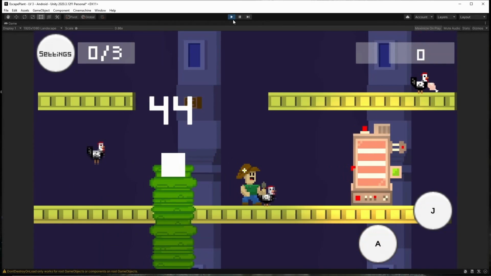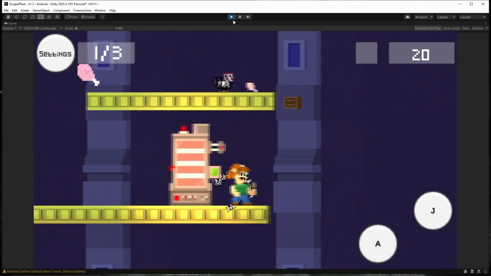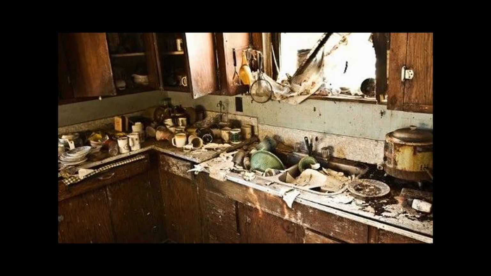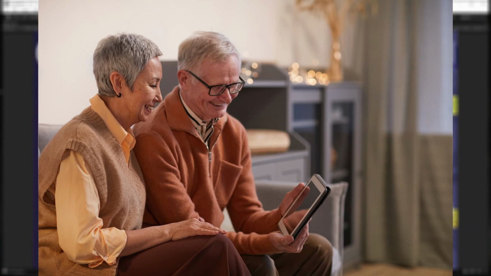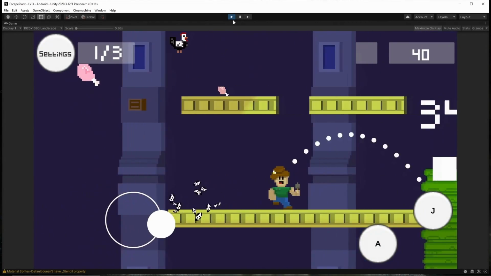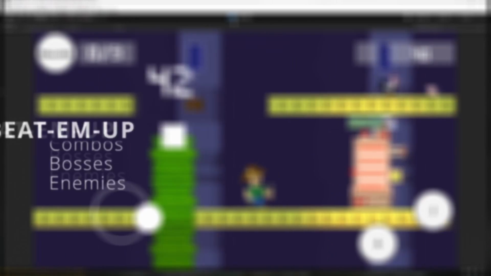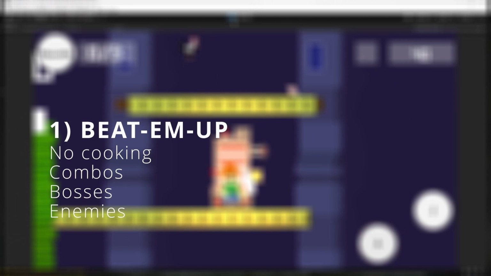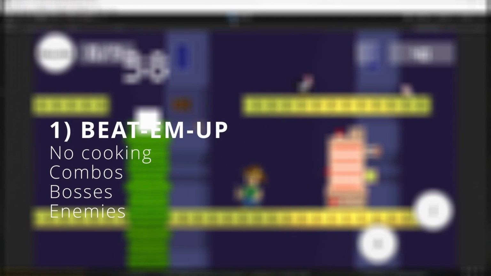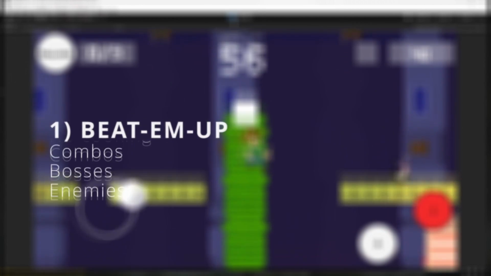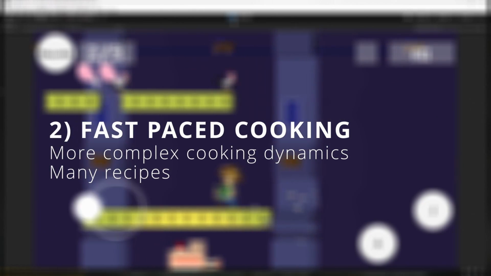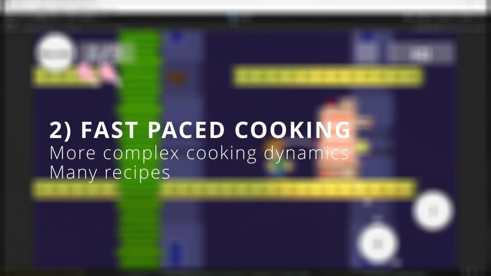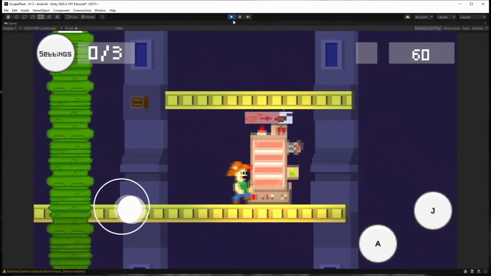At the end of the summer, we decided to take some decisions, or the game would have been a mess. So, we wanted to define our target audience. There were basically two possible outcomes. A beat-em-up game, almost without cooking mechanics, with combos, bosses, enemies, and all that stuff. Or, a game with more complex cooking dynamics. And, obviously, we made a mix of the two, again. But maybe it was the right choice this time.